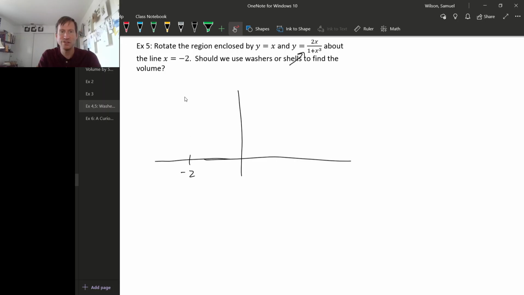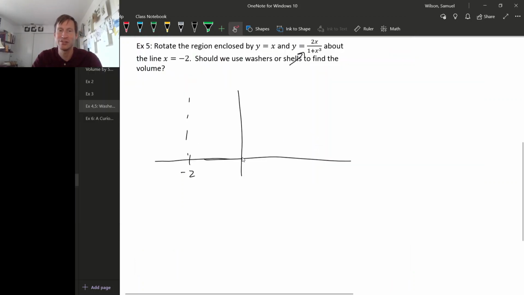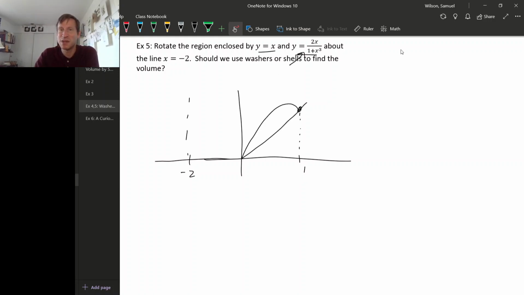So x equals minus 2 is our axis of rotation. This wedge shape goes up to x equals 1, it looks like. So like this. To check that this really does go up to x equals 1, we should find the intersection of these two, right, just by setting them equal. So we should set x equal to 2x over 1 plus x cubed, and we should solve that equation. But just for now, let's assume that you do get x equals 1. You'd also get x equals 0. And it's possible there would be other x values, but these are the two that we want. So let's just stick with those two.